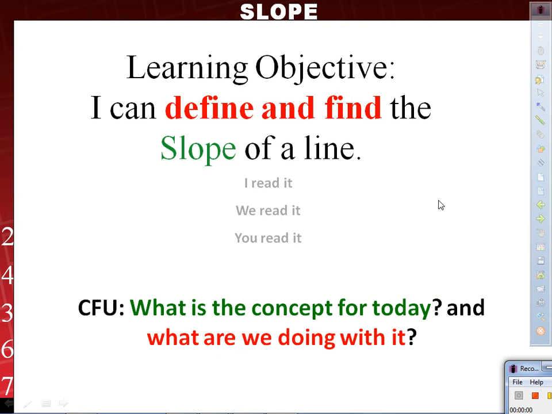All right, our objective for today: I can define and find the slope of the line. Let's read together. 1, 2, 3. I can define and find the slope of the line.